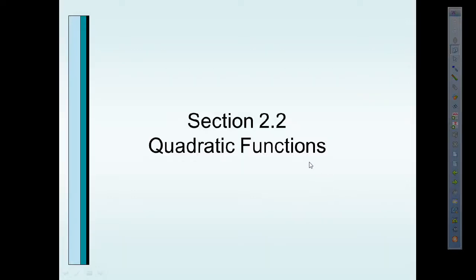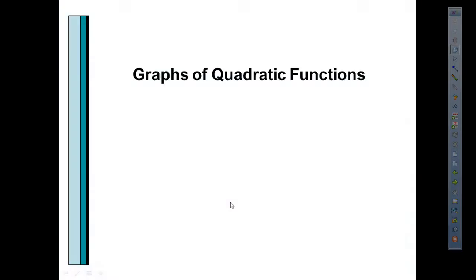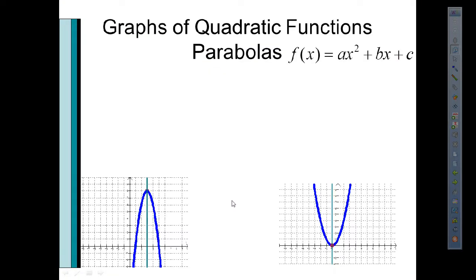Alright, so we're looking at section 2.2 and we're talking about quadratic functions. We've talked about the graphs of quadratic functions in the previous chapter, and we know that quadratics are going to give us parabolas. So we're going to look more specifically at the parabola. The graphs of quadratic functions are parabolas, and the quadratic functions of the form ax squared plus bx plus c, and the b and the c and the a are just going to affect where the graph shows up and how it shifts and things like that.